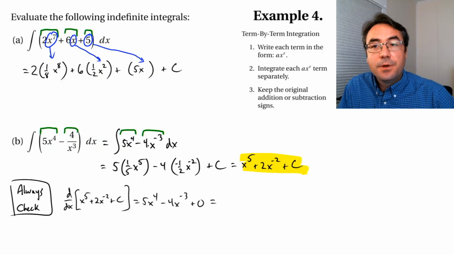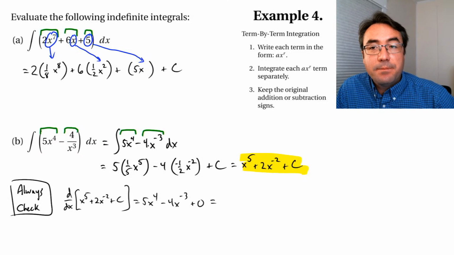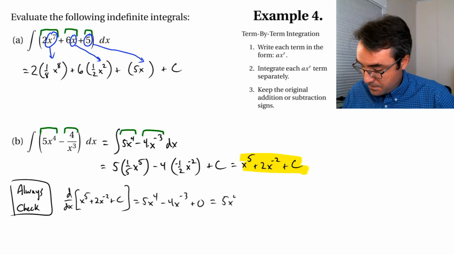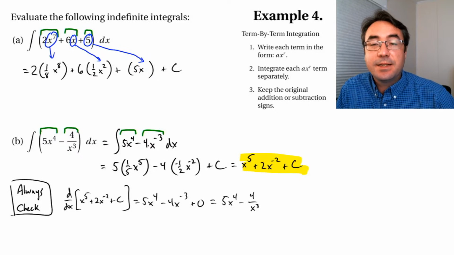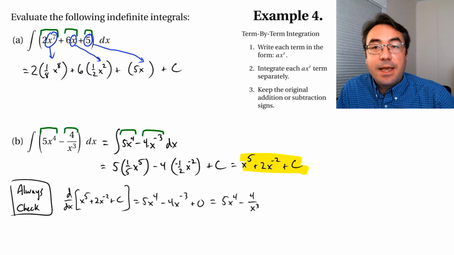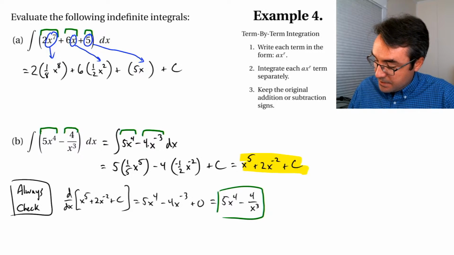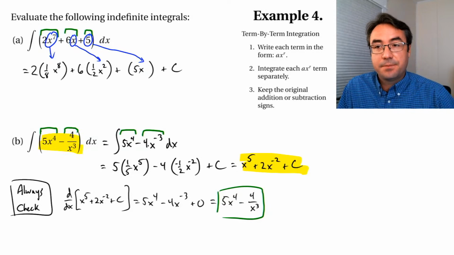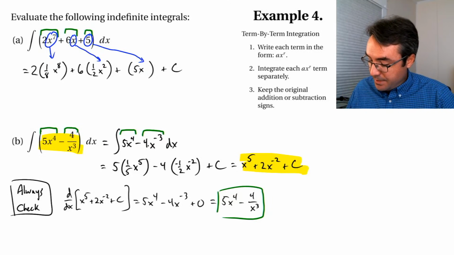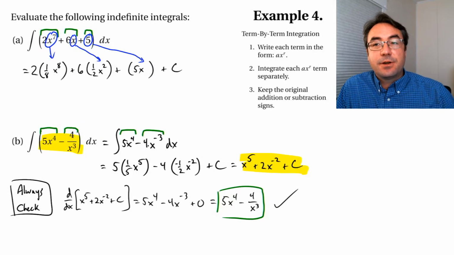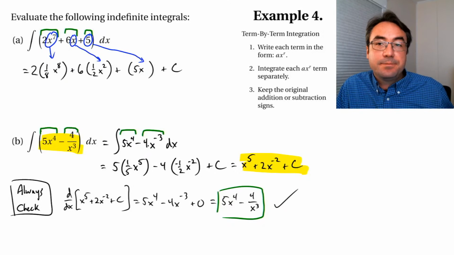And if we wanted to, we could rewrite that negative exponent back as a fraction. So instead of x to the minus 3, we could write that as division by x cubed. And we see that this here is exactly what we started with. So that means we did everything correctly. So you can always check your answer. If you take your answer and differentiate it, you should get back to where you started.